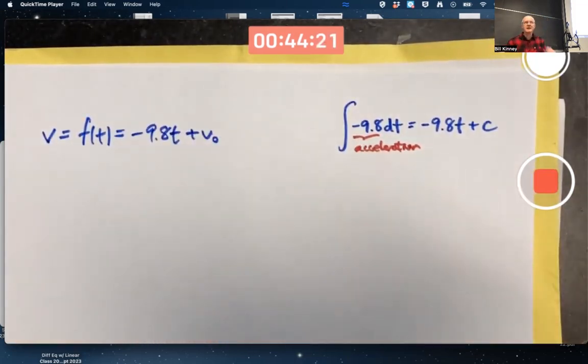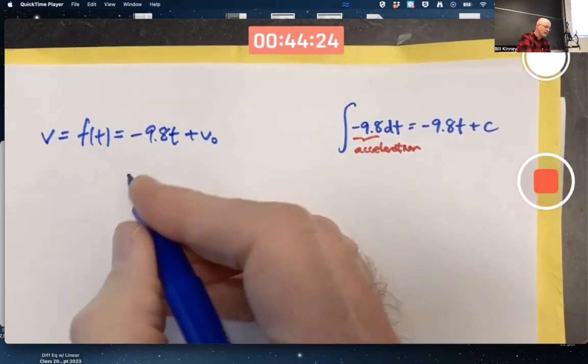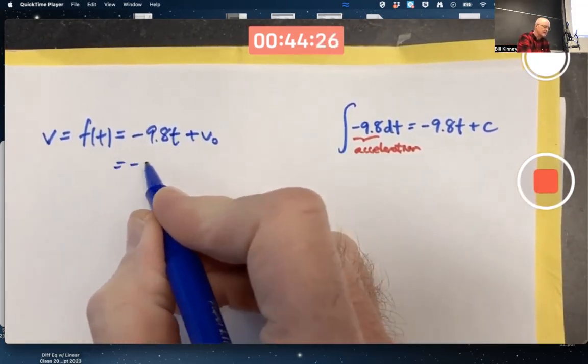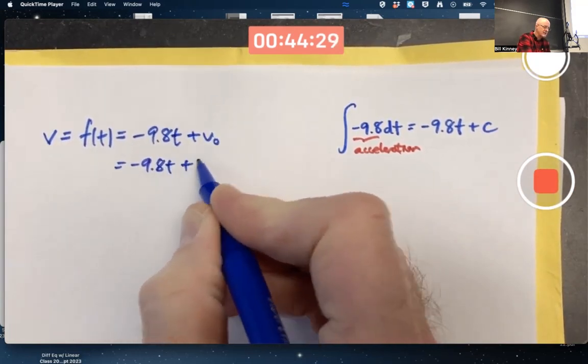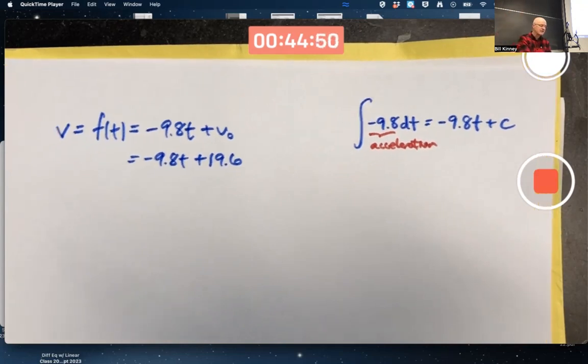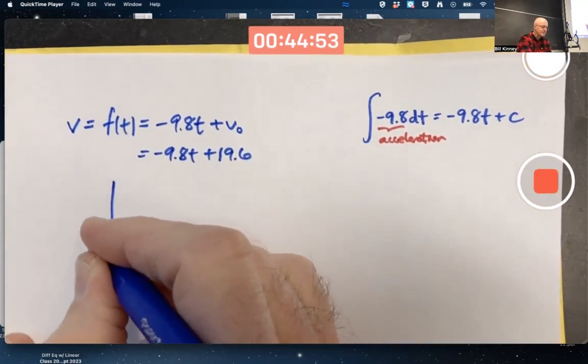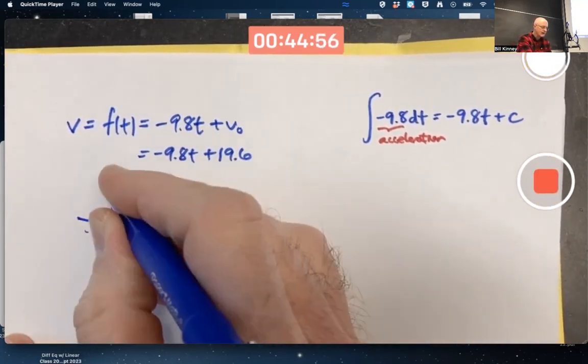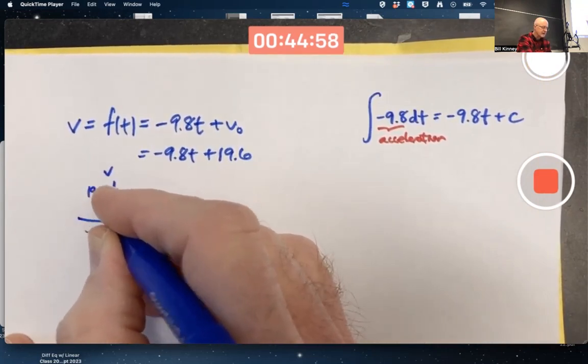And let's pretend we've got a particular initial velocity. Let's make it something that works out nice. How about 19.6 meters per second? Twice 9.8, just trying to make numbers work out nicely here. So what's going on? We've got a ball in our hand. We're throwing it upward with initial upward velocity of 19.6 meters per second. Its velocity at time 0 is 19.6 meters per second upward.